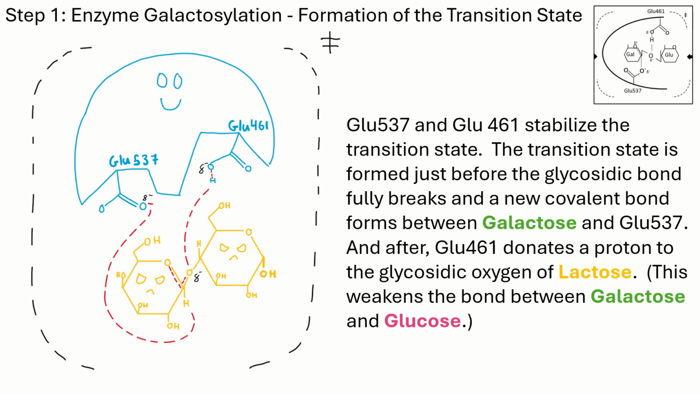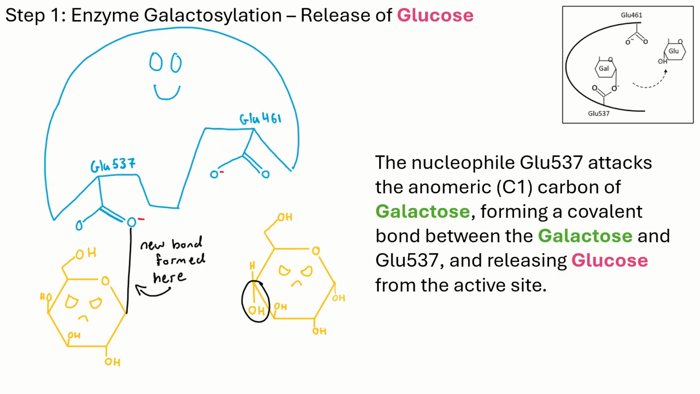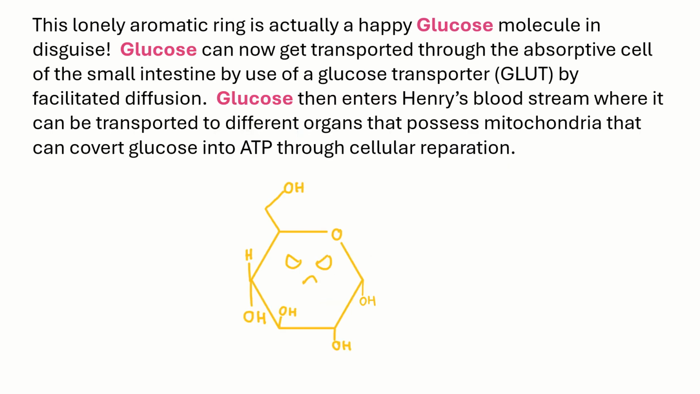Glu537 and Glu461 stabilize the transition state. The transition state is formed just before the glycosidic bond fully breaks and a new covalent bond forms between galactose and Glu537, after Glu461 donates a proton to the glycosidic oxygen of lactose. So this weakens the bond between galactose and glucose. The nucleophile Glu537 attacks the anomeric carbon, so the carbon 1 of galactose, forming a covalent bond between galactose and Glu537 and releasing glucose from its active site.